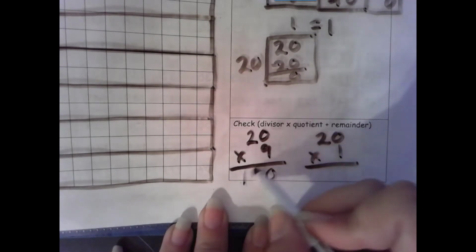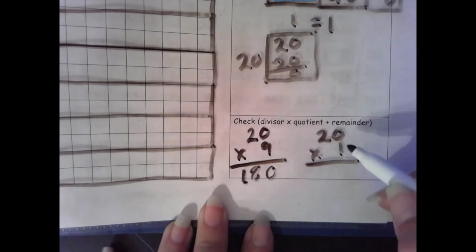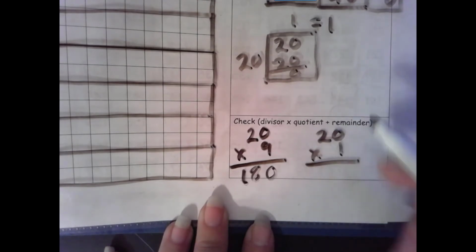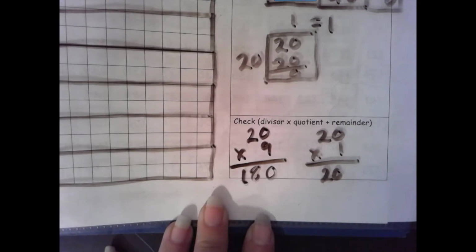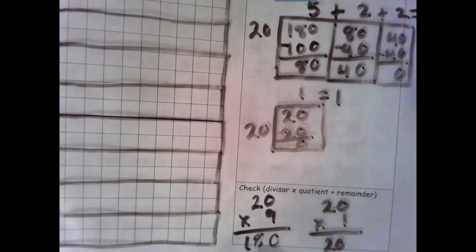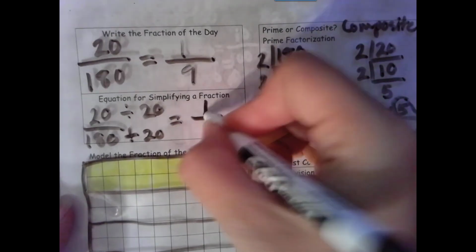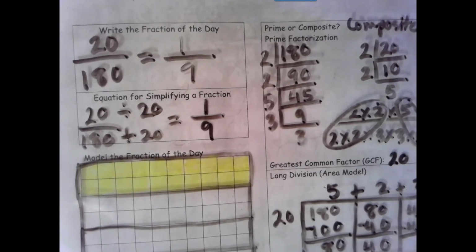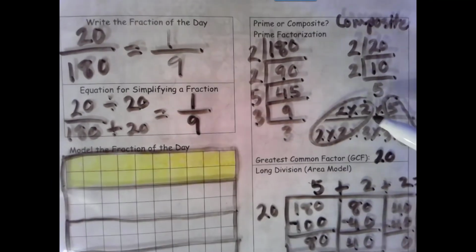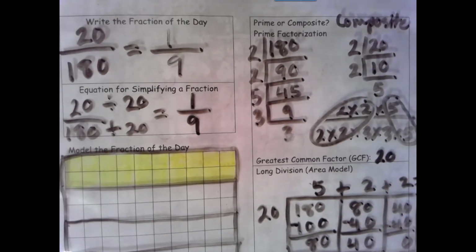And then 9 times 2 is 18. Here we have the identity property of multiplication that says when you multiply by 1, it stays the same. 180, that matches my dividend. 20 matches my dividend, so that checks. So my numerator is definitely 1, and my denominator is definitely 9. I've proven it actually 3 ways, because that's what I said over here also.